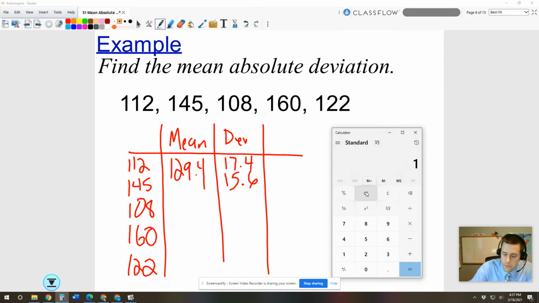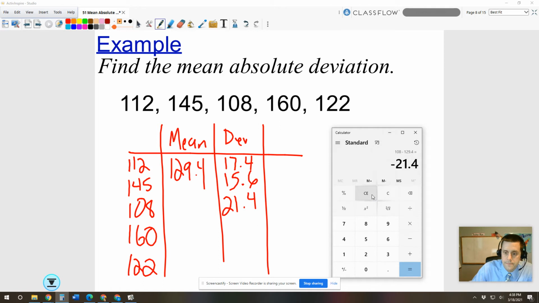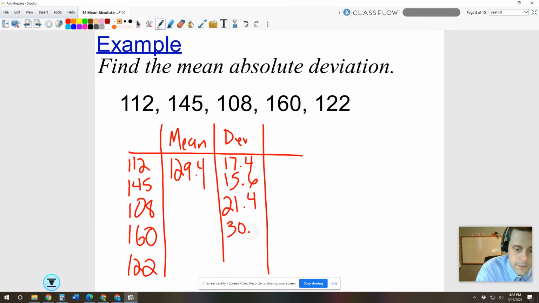Our next deviation, 108 minus the mean of 129.4, gives me a deviation of negative 21.4. Make it absolute, so it is positive 21.4. Next data point, 160 minus the mean of 129.4 gives me a deviation of 30.6. It's already positive, so it is absolute.